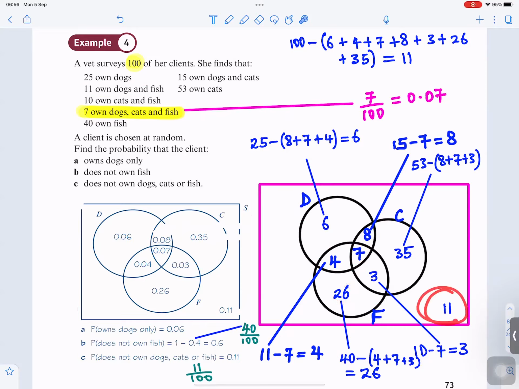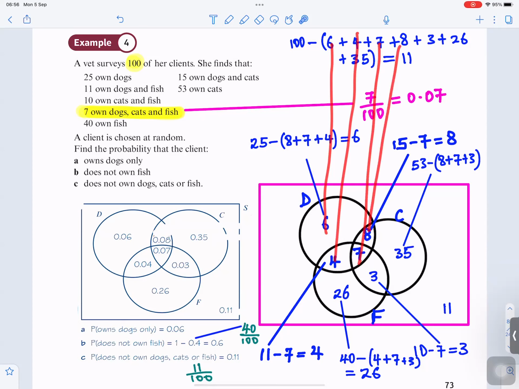And how did we get the 11 outside? This is people who do not own dogs, cats, or fish. So we add everything in dogs, cats, and fish and take that away from 100. So we have 100 minus 6 minus 4 minus 7 minus 8 minus 3 minus 26 minus 35. It gives you 11.